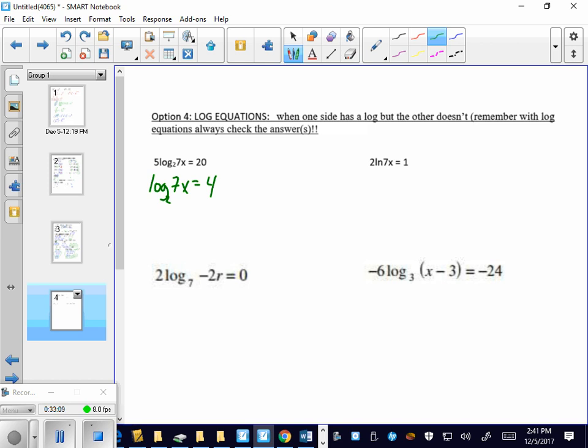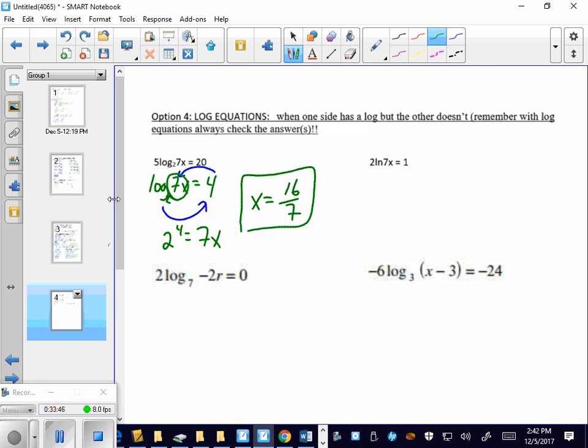Now that the log is isolated, this is actually really simple. This is 2 to the 4th equals 7x. Rewrite it as an exponential. The only way you can get that x out of the argument is to rewrite this as an exponential. So it'll be 2 to the 4th equals 7x. Okay, 2 to the 4th we can figure out. I think that's 16. But in order to actually solve for x, you would divide both sides by 7. So we would get that x equals 16 over 7.